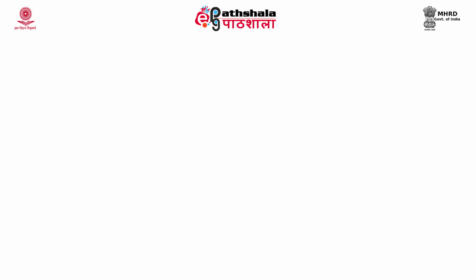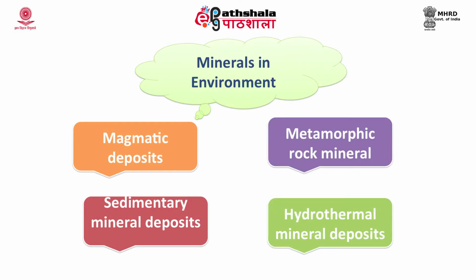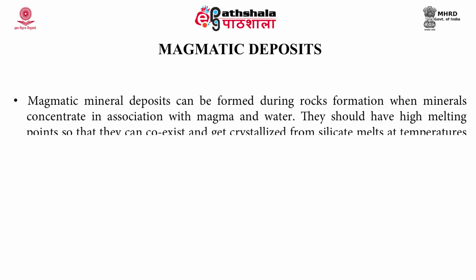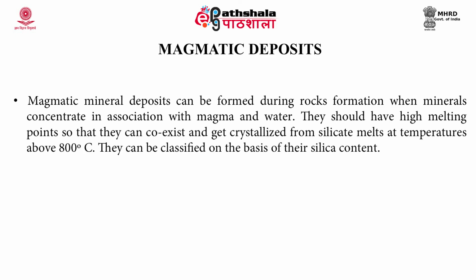Now let us see the minerals present in the environment. They can be magmatic deposits, metamorphic rock minerals, sedimentary mineral deposits, and hydrothermal mineral deposits. Let us take them individually. Number 1 is magmatic deposits. Magmatic deposits can be formed during rock formation when minerals concentrate in association with magma and water. They should have a high melting point so that they can coexist and crystallize from silicate melts at temperatures above 800 degrees Celsius.